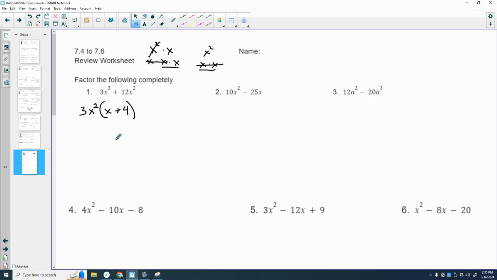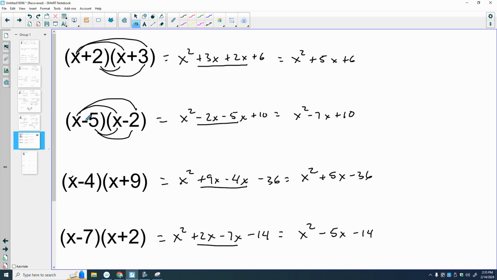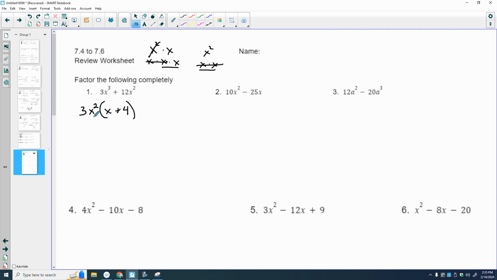Let's just double check. Distribute this out. So notice how back here we double distributed. I took x times both and 5 times both. Now I just have one parentheses, so I'm just going to multiply 3x squared times x, and I get this. 3x squared times 4, and I get this. Good to go.